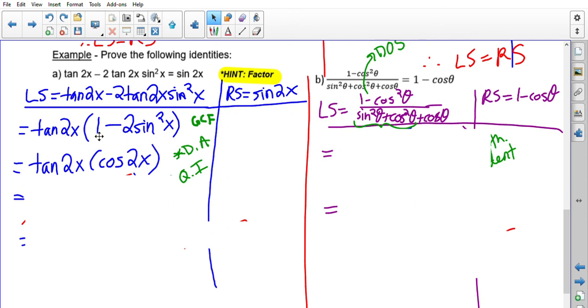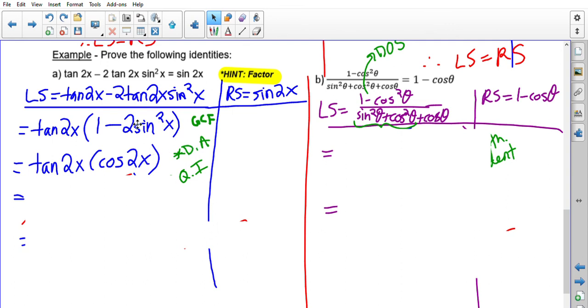All right, the next thing we're going to do is, again, you might have to try a few different things. Our goal, remember, is to make it look like the right side. So the right side is a double angle for sine. So let's try to see what we can do. Maybe we should maintain the 2x here to help us. So I noticed that 1 minus 2 sine squared x looks like cos 2x. So it's the double angle formula.